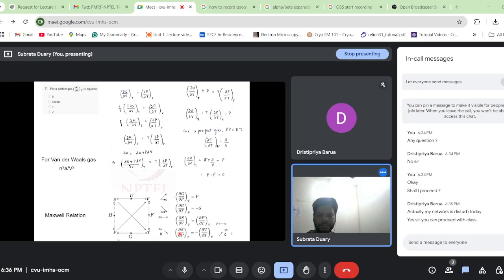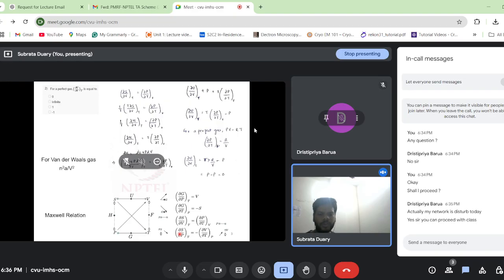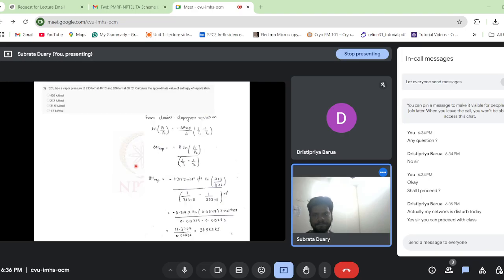Now I will go to the next question, which talks about the Clausius-Clapeyron equation, which has given two pressures. So if there are two pressures at two different temperatures, like these values, there is an equation where you can get one variable out of given data.